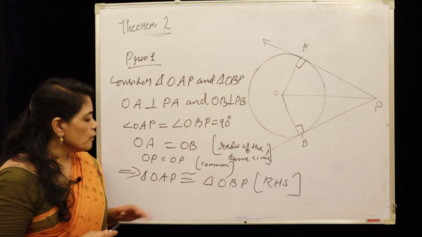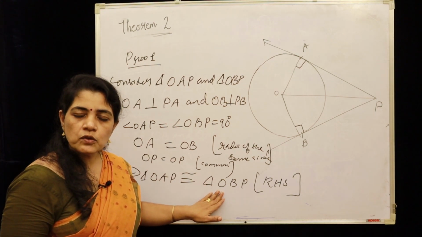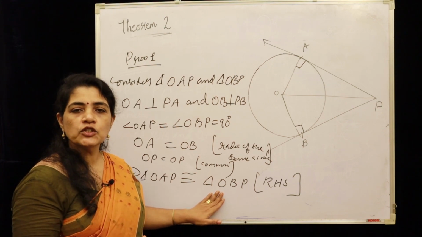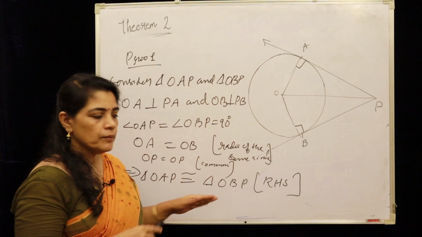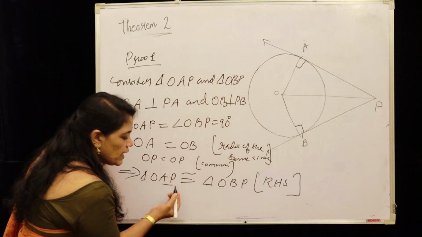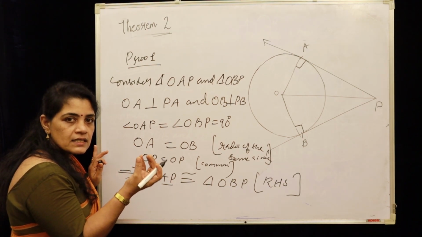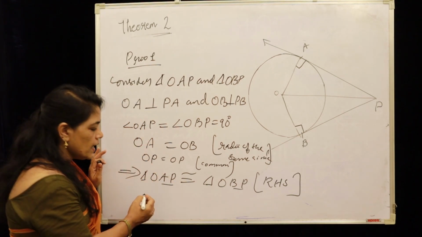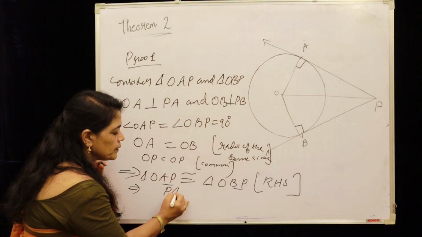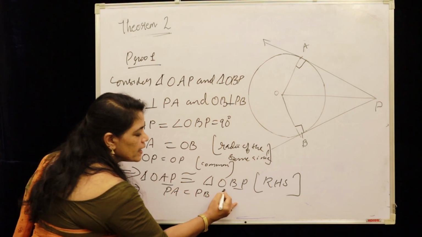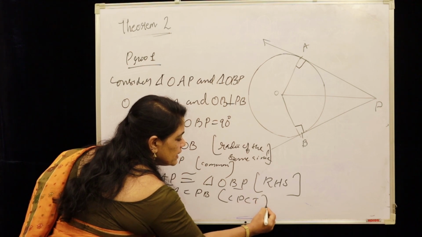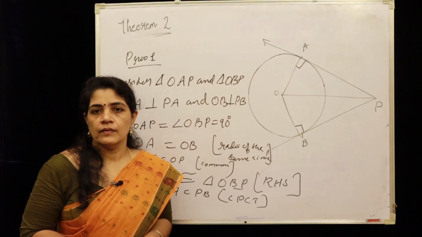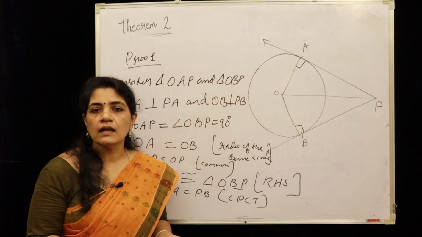So we have got these two triangles are congruent, which means what we need to prove? PA equal to PB. PA and PB are the line segments joining the external point to the points of contact. PA equal to PB by CPCT, corresponding parts of congruent triangles. That means this is the required result.